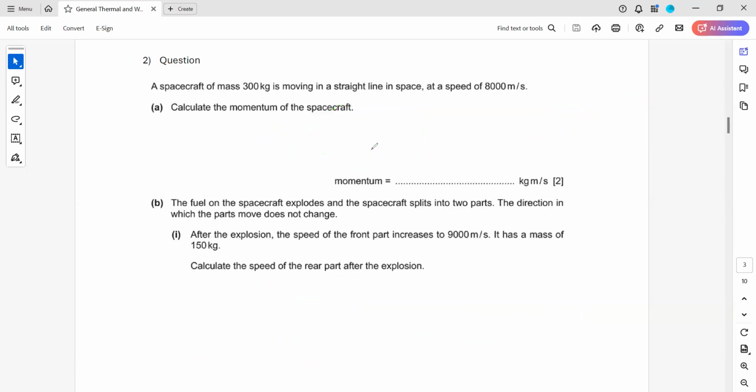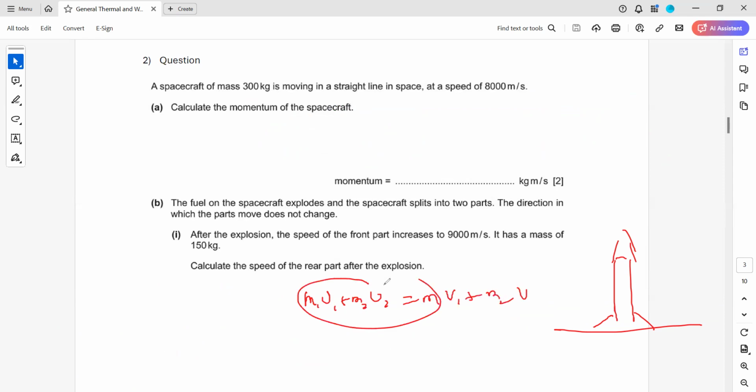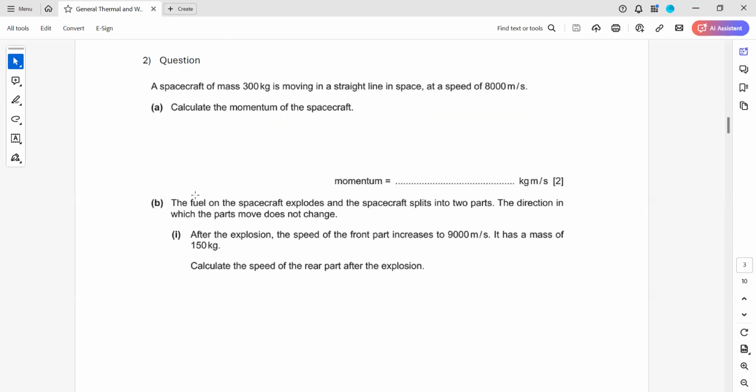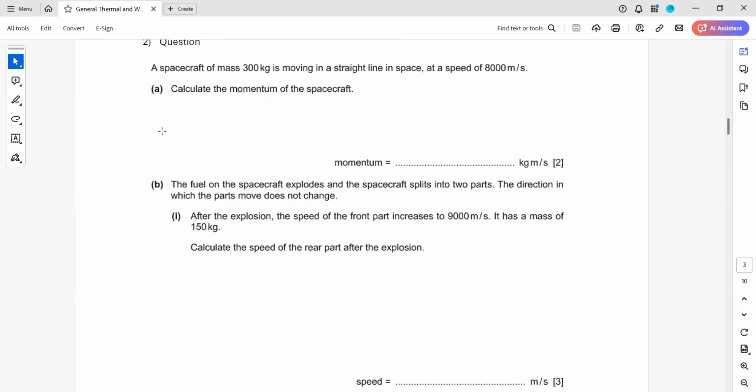But what if the same question was there and initially the rocket was stationary? The same rocket propulsion question, and initially the rocket was stationary. In that case, we use the formula m1u1 + m2u2 = m1v1 + m2v2, and the initial momentum will be taken as 0. But because this is a moving rocket, the initial momentum was not 0. So keep one thing in mind: check initially whether it was stationary or moving.